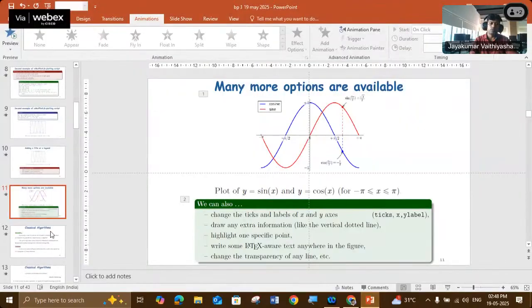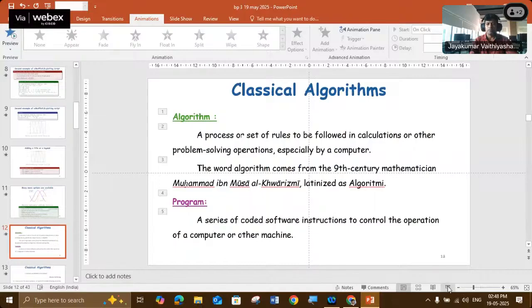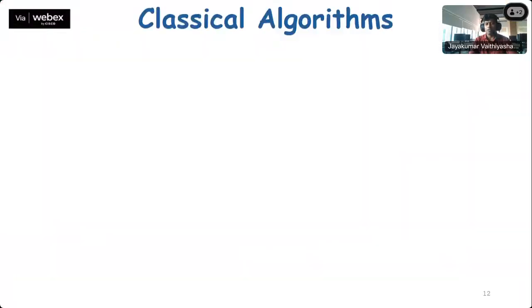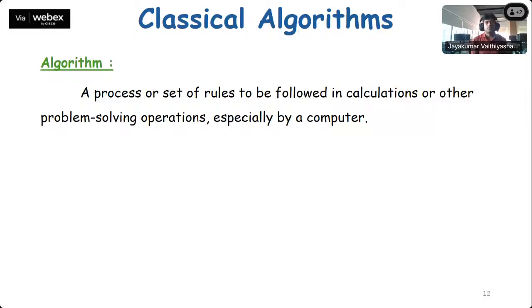Next, we go back to PowerPoint. So let me know whether my slide is changing. The title is classical algorithm. Now we're going to cover the algorithm part. Okay. Is my slide changing about algorithm? I'll share in Canvas. Don't worry. Let's discuss what is an algorithm.